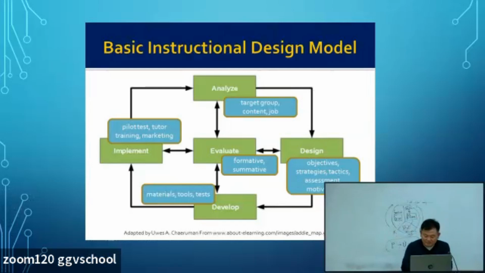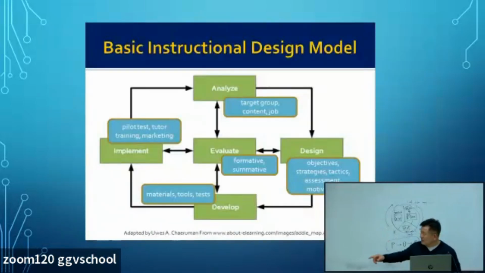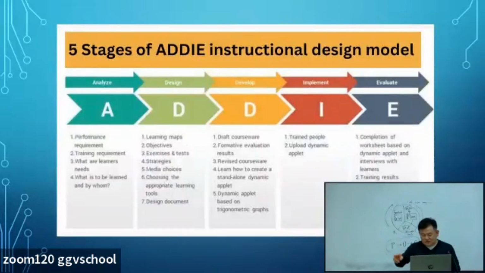So ADDIE is a little bit more developed, with detailed processing. The five stages of the ADDIE instructional design model are something like that. Analyze first, then design, develop, implementation, evaluate. So the evaluation part works in the center, but this is for the circular system of processing. It's a little bit different.